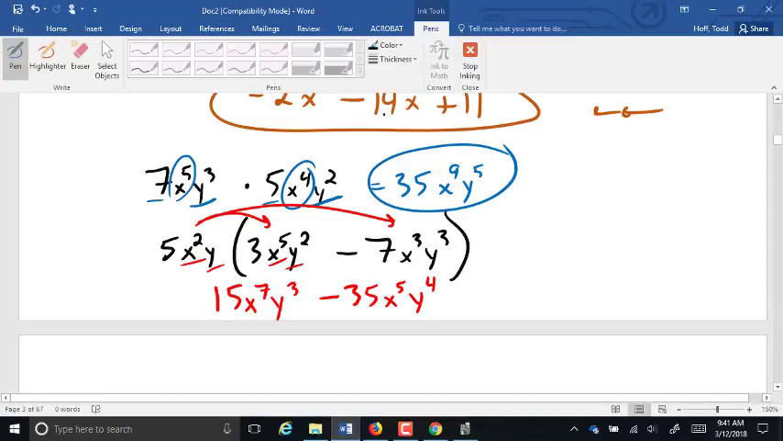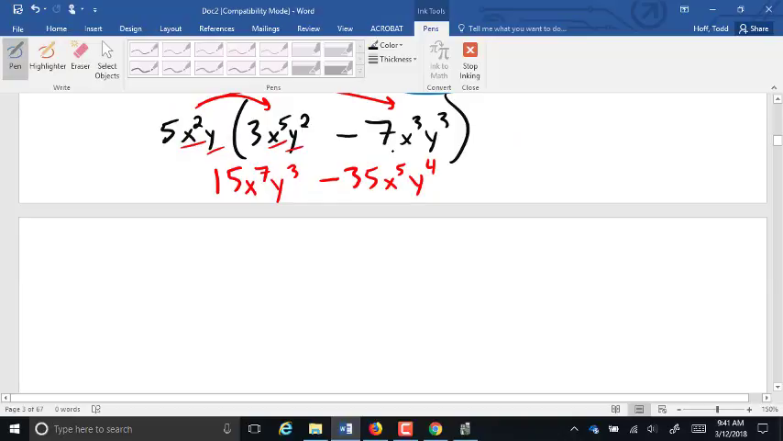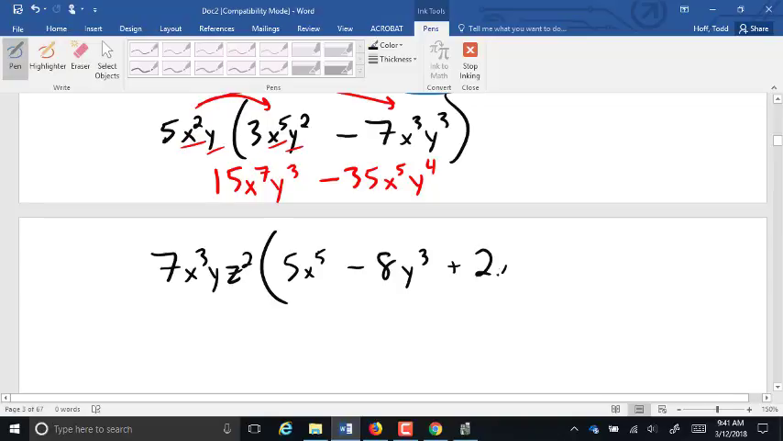And we can multiply by even longer numbers than 2 digits like that. We might have 7x to the 3rd y z squared times 5x to the 5th minus 8y to the third plus 2xz to the fourth. So as we multiply here, the 7x to the third yz squared times 5x to the fifth. What do we get?